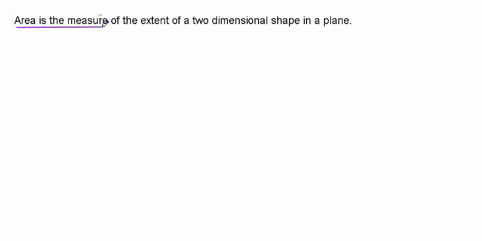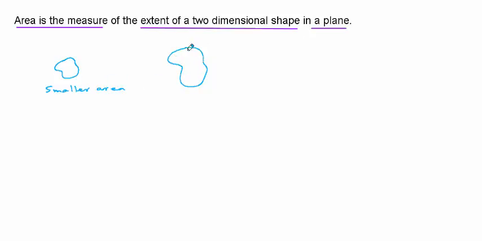Area is a measure of the extent of a two-dimensional shape in a plane. We say this shape has got a smaller area as compared to this shape that has got a larger area. You could think of the area as the amount of paper you would need to cut out the shape. Obviously, you will need less paper to create this shape as compared to this one.